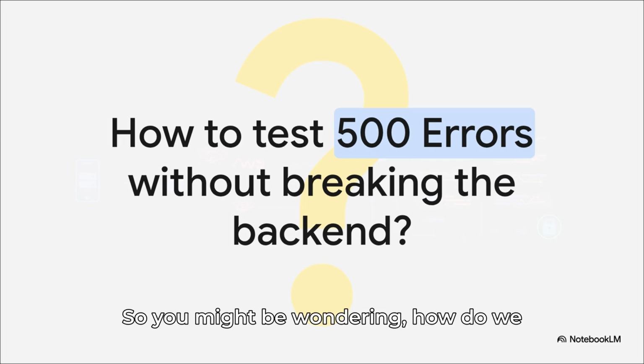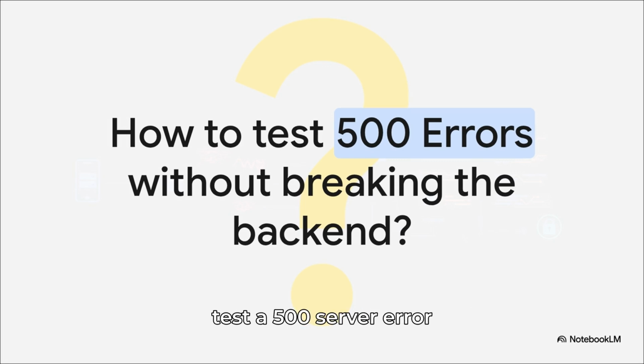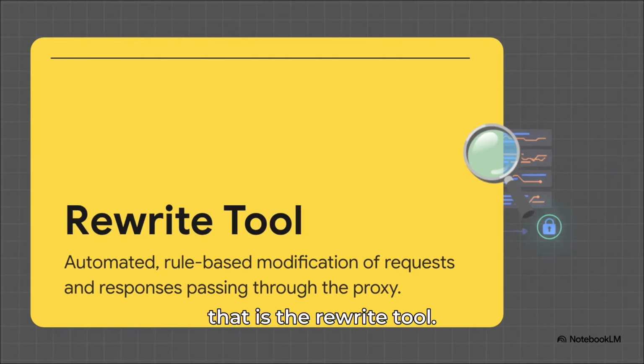So you might be wondering, how do we test a 500 server error without actually taking down the real backend for everybody else? Well, the answer to that is the rewrite tool. It's a feature that enables automated, rule-based modification of requests and responses as they pass through the proxy. Instead of manually pausing and editing every single request, which by the way you can do using Charles's breakpoints feature, the rewrite tool automatically transforms the traffic on the fly based on rule sets you define. It runs completely seamlessly in the background.